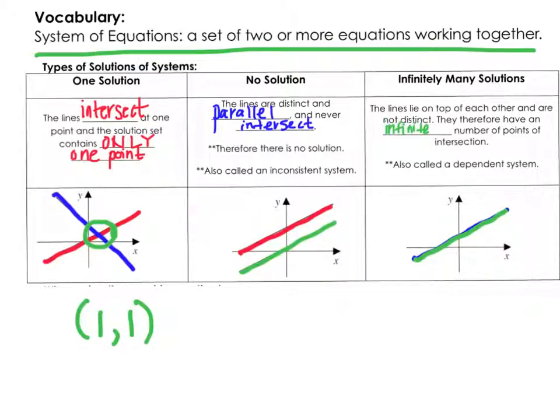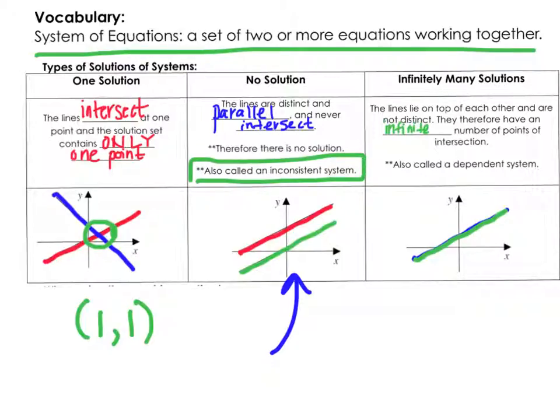No solution means the lines are distinct, so they're not the same, but they are also parallel. And since we know parallel lines never intersect, there will be no solution. This is also called an inconsistent system. So if we look at the red line and the green line here, we can see they'll run on forever in both directions and never cross.